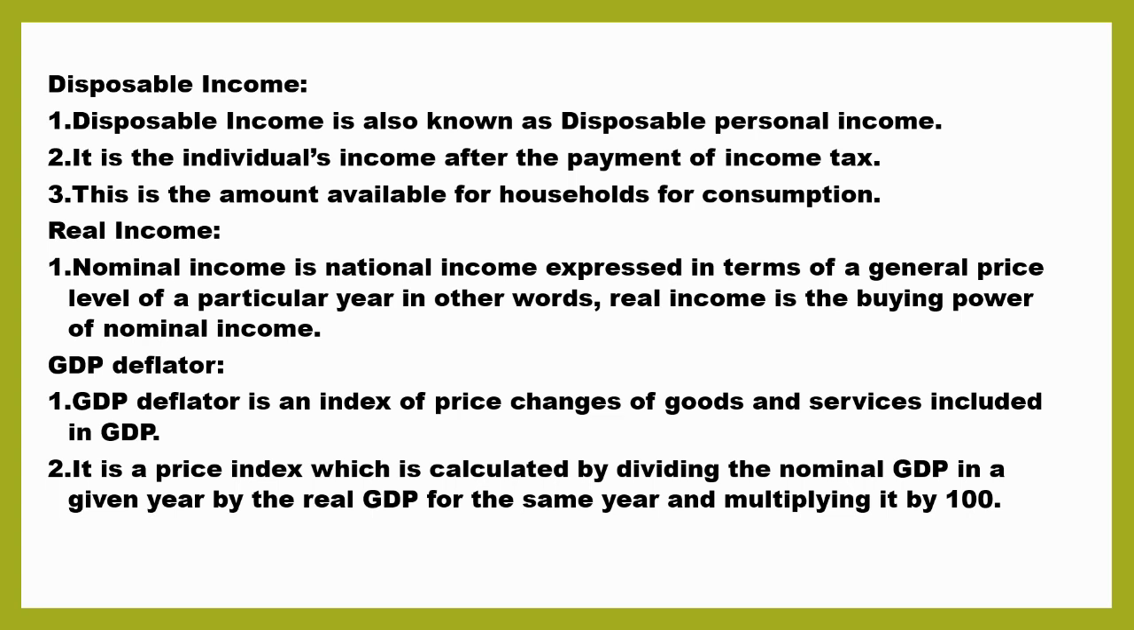All right, next one is GDP deflator. What is the GDP deflator? GDP deflator is an index of price changes of goods and services included in GDP. It is a price value index which is calculated by dividing the nominal GDP in a given year by the real GDP of the same year and multiplying it by 100. So GDP deflator is equal to nominal GDP divided by real GDP into 100. It is an index of price changes of goods and services included in GDP.